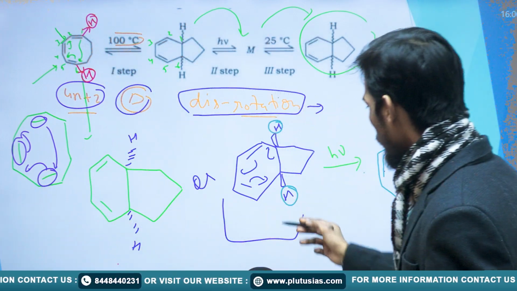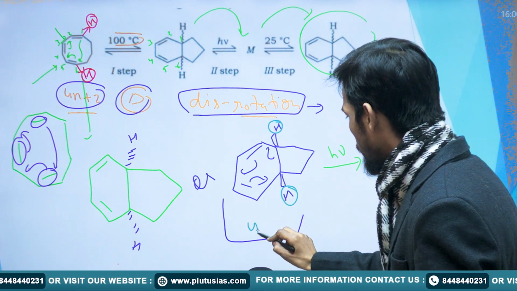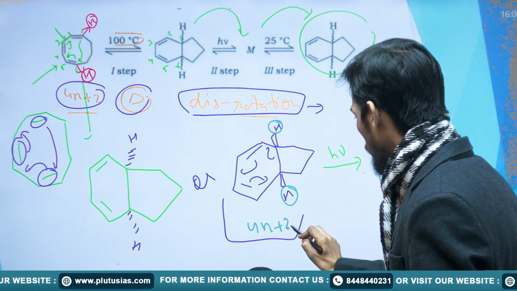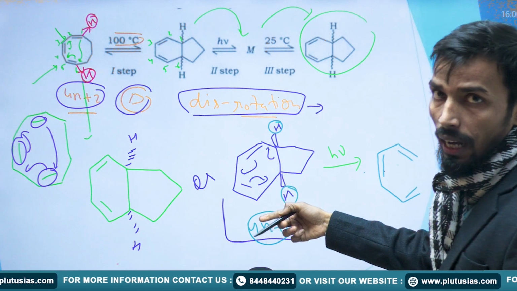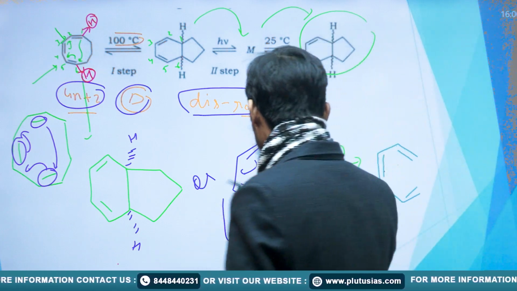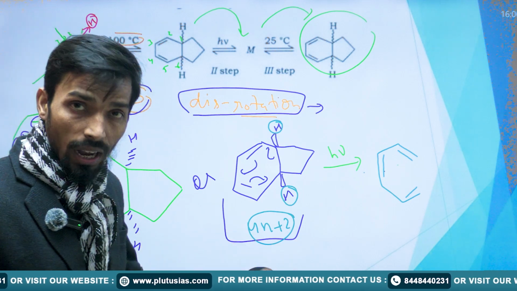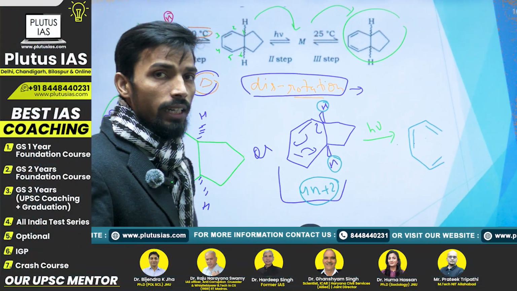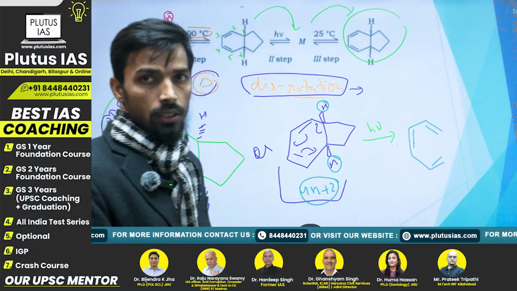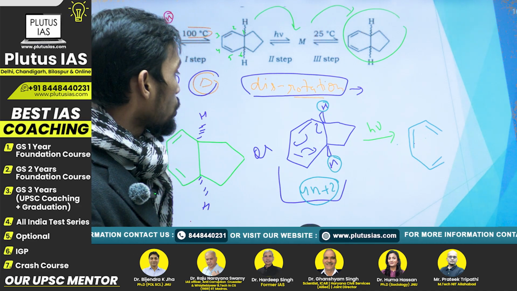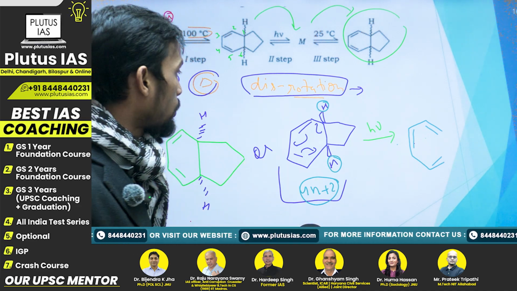Now, because again we are having a 4n plus 2 system. This is a 4n plus 2 system. We are involving the 6, you can say 3 electron system. So we call it either 4n plus 2, or in different books we will find it like this. So we are having an odd electron system over here again.